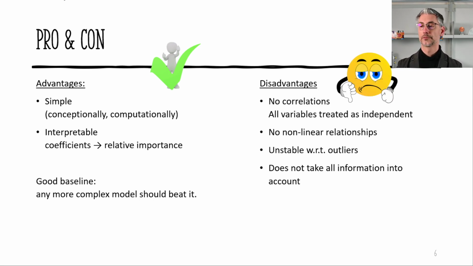The disadvantages are, of course, we don't take the correlation between the variables into account. All variables are treated as independent, and also we don't model any non-linear relationships. The whole approach is quite unstable with respect to outliers. As you can imagine, if you have a point cloud of data points that are close to each other, this works quite well, but if you have a large variance, but if you also have a cluster or a few single points that are far away from the bulk of these data points, they will also be considered with the same approach as all the other data points, and this can have a big impact. So in the end, it doesn't take all information into account.